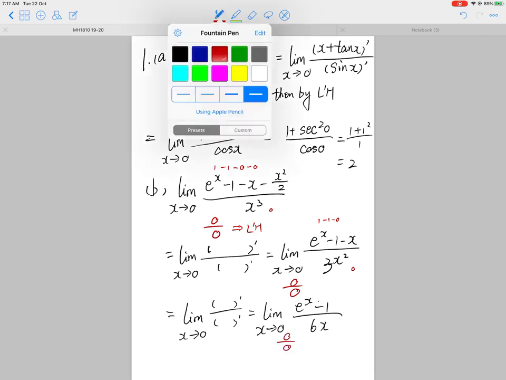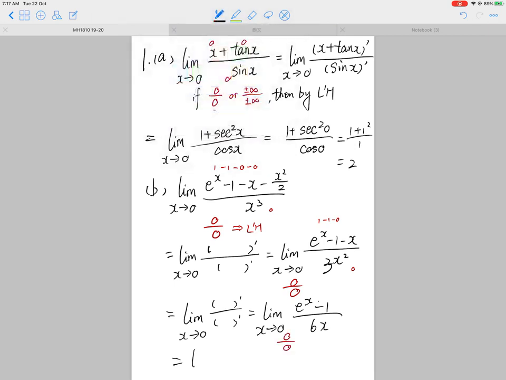So what can you do? You can use the L'Hopital's rule again. The top's derivative is e to the power of x. The bottom's derivative is 6. Finally, when you sub in, it is 1 over 6. So you can see you can use L'Hopital's rule multiple times as long as the condition is satisfied.